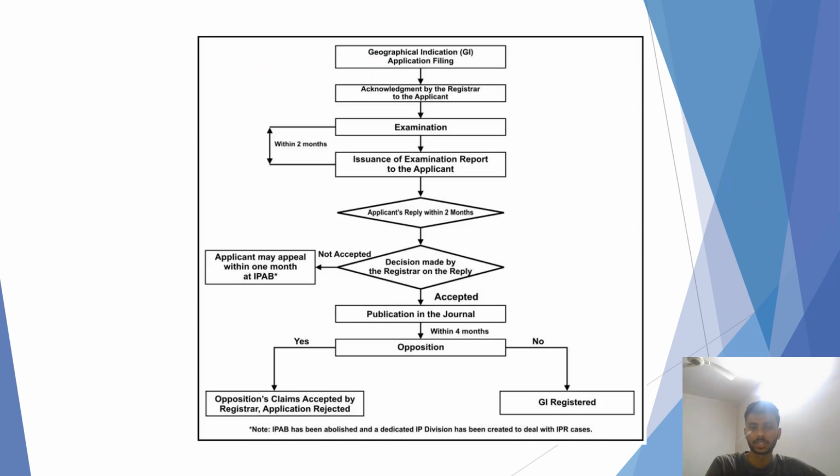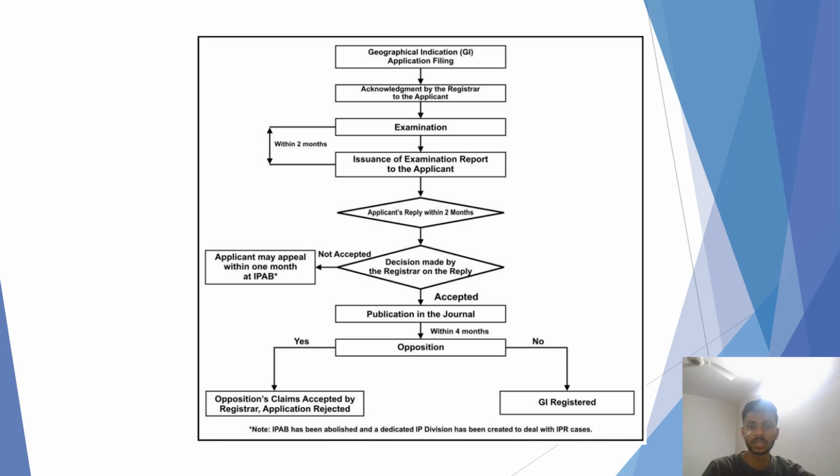Here we can better understand the steps in which the geographical indication application filing is done. The first step is filing a geographical indication application. The acknowledgement should be given by the registrar to the applicant. After the acknowledgement is given by the registrar, examination is done. Within 2 months of examination, the examination report is issued to the applicant. Applicants should reply within 2 months of the issuance of the examination report.